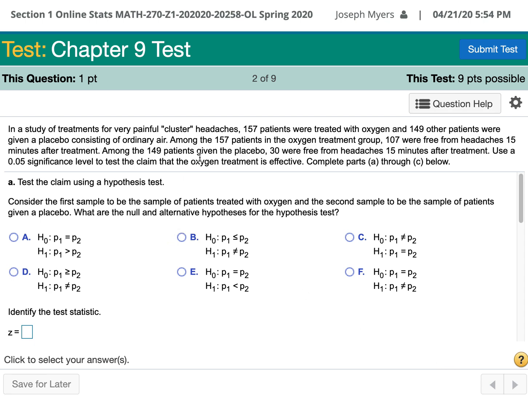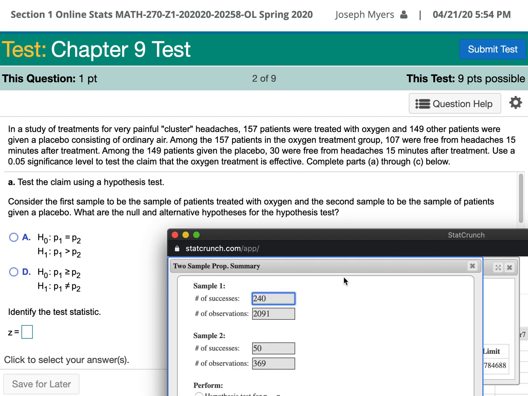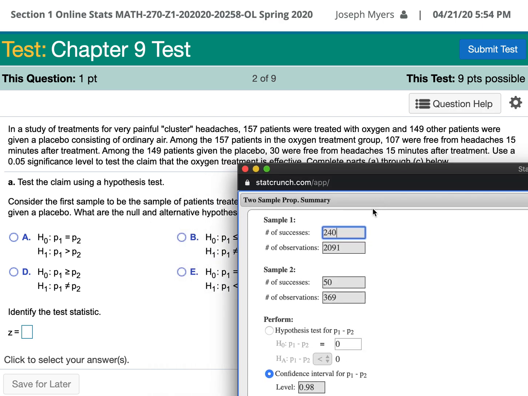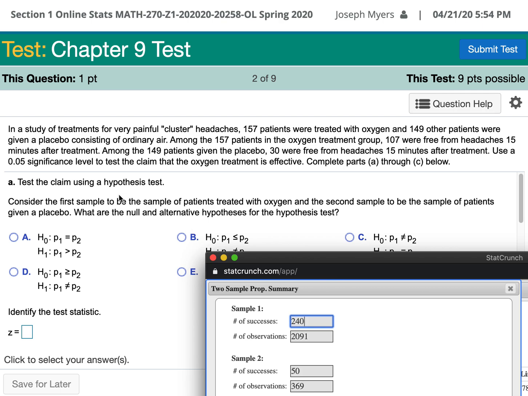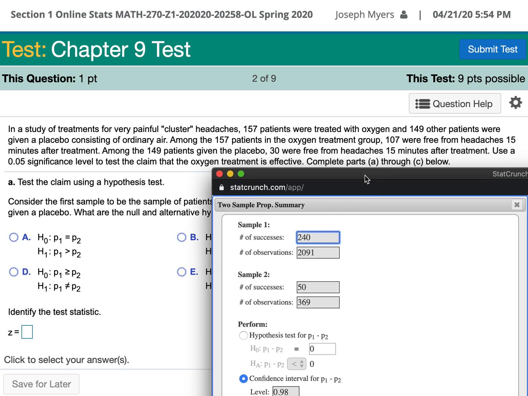Now, in a study of headaches, it says that 157 patients were treated with oxygen. Okay, so let's do edit. So it says the first sample is the ones that are treated with oxygen. So the numbers for oxygen goes first. So among the 157 patients treated with oxygen, 107 were free of headaches. So 107 successes out of 157 in the oxygen group.